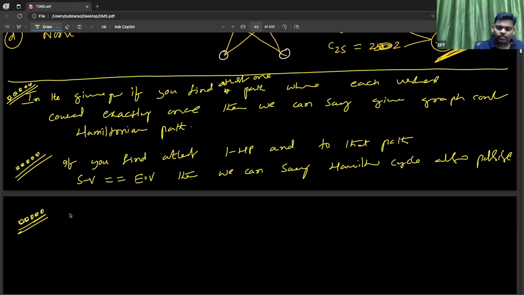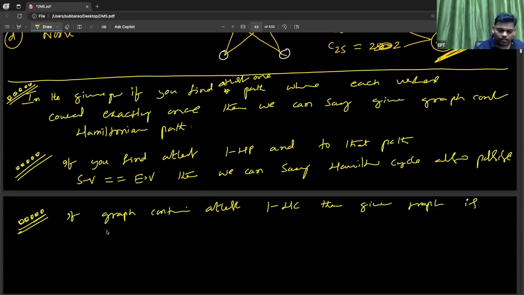Right, next one. Let me write now. If a graph contains at least one Hamiltonian cycle, then the given graph is a Hamiltonian graph. Are you okay with these three points?